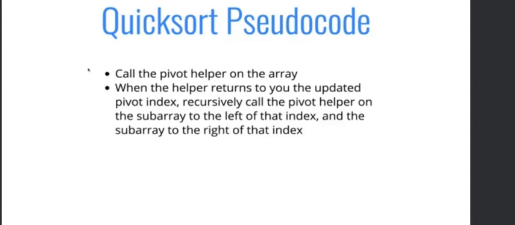Now it's important to point out, we're not making new arrays. This is all happening in place. It's happening in the same array. So our base case is not quite just to check if the array has one item in it. It's to check if the sub-array has one item in it.